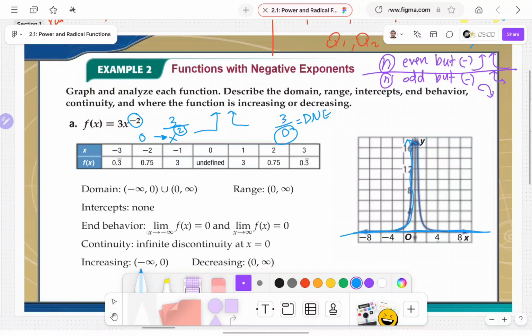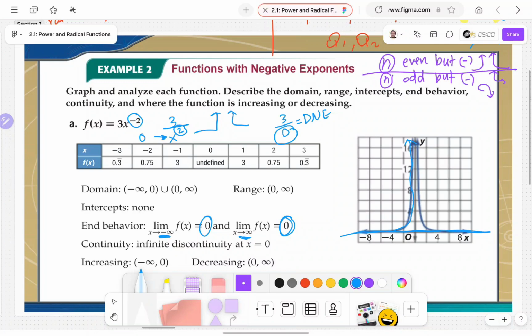Now the end behavior. Let me tell you, the end behavior for the reciprocal function is always approaching 0. When it's positive, it's approaching 0. When it's negative, it's also still approaching 0. Always like this, because at 0 it does not exist. That's why the function always approaches the 0 value.